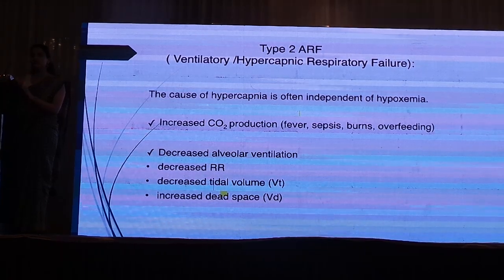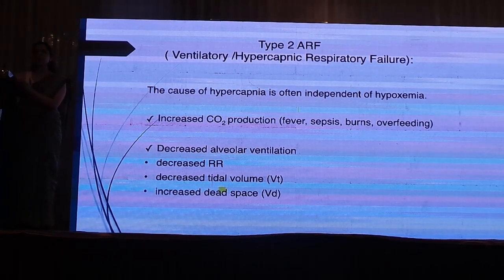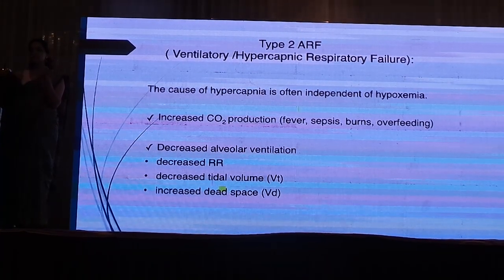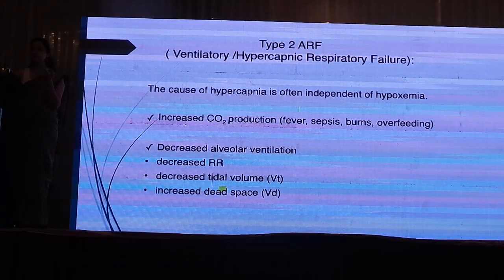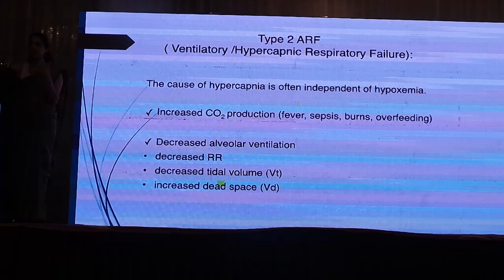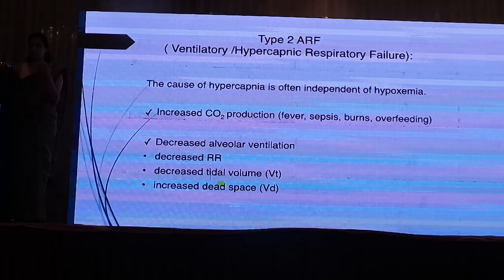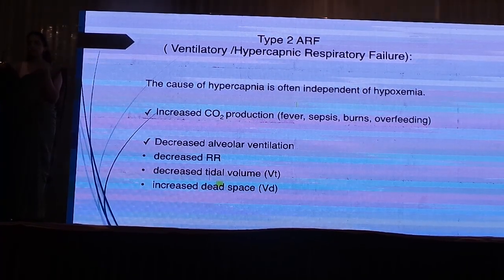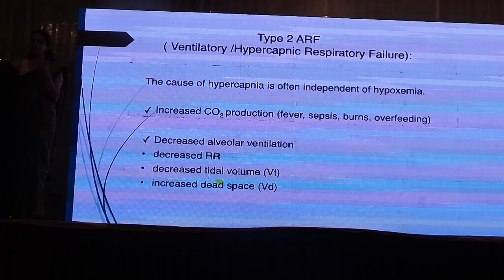So what are the common reasons? The two most common reasons are increased CO2 production and decreased alveolar ventilation. So obviously CO2 would be increased either when CO2 cannot come out of the body or too much carbon dioxide is being produced inside the body. Increased CO2 production would be whenever there is a high metabolic demand like fever, sepsis, burns, overfeeding and certain syndromes. However, decreased alveolar ventilation is way more common as compared to these conditions, like decreased respiratory rate, decreased tidal volume or increased dead space.